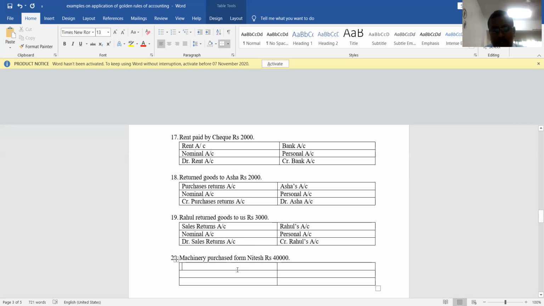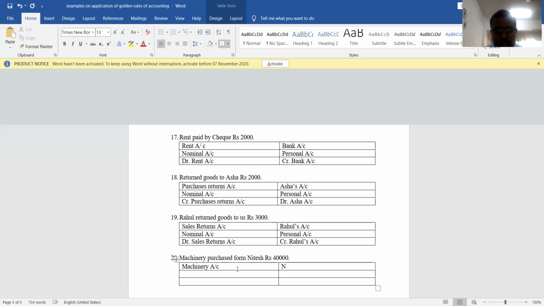So which are the two accounts here? One is a machinery account. We are not supposed to call it purchases account because the term purchases is only applicable to goods. It is not applicable to assets. Here machinery is an asset. So we should not call it purchases account. We should call it a machinery account.